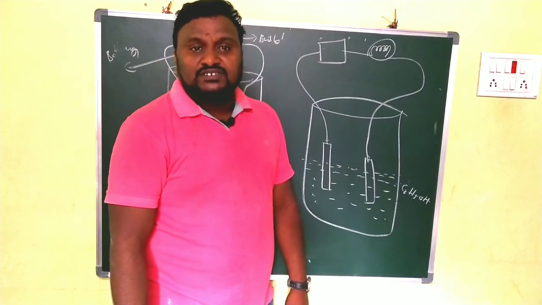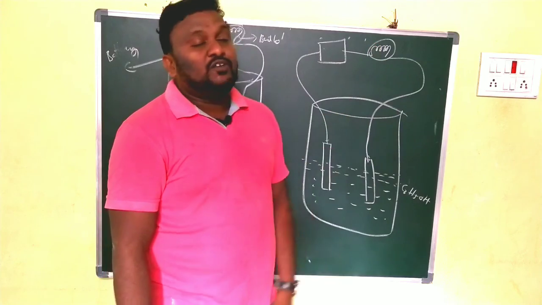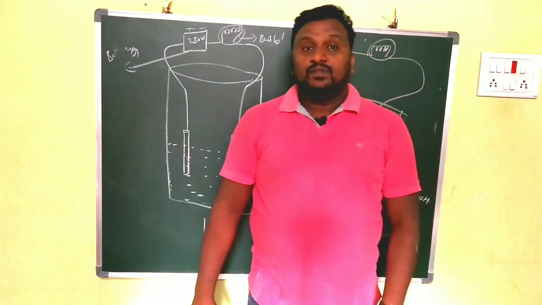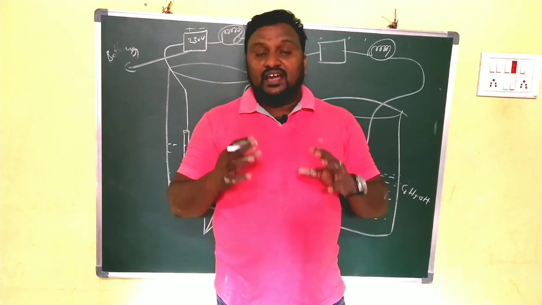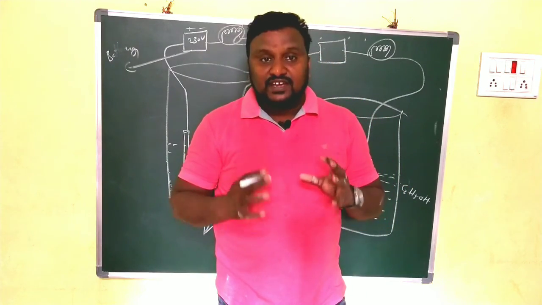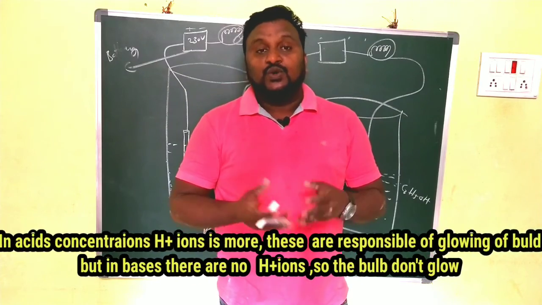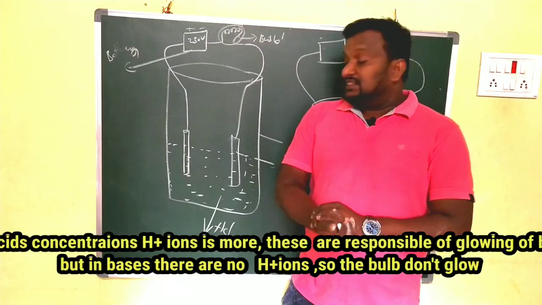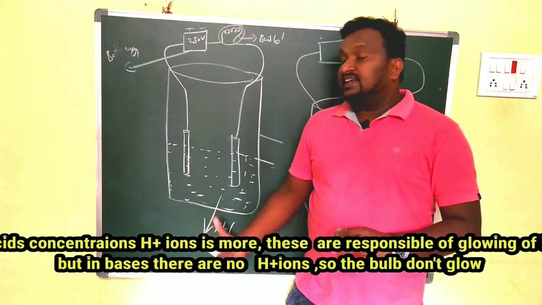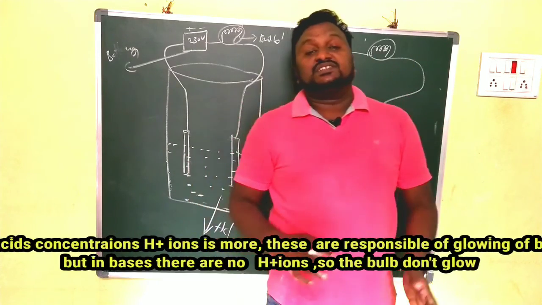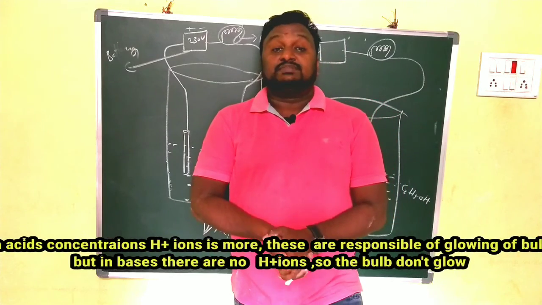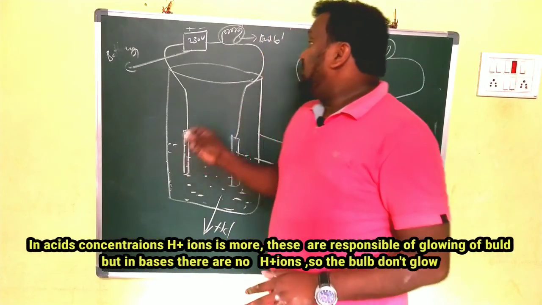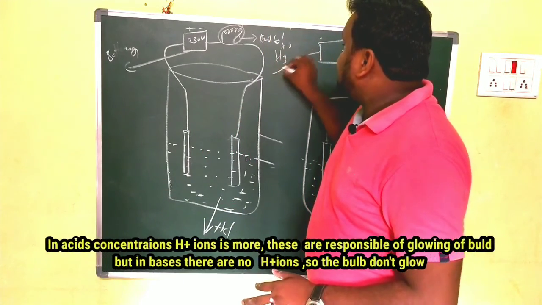It seems to be like an open circuit. That's why there is no glowing of the bulb. And when we take some HCl, I already told you that in acids we have so many H plus ions. When the battery is applied to this entire system, what do we observe? The HCl solution is already there, and from that HCl solution H plus ions are separated, H plus ions and H3O plus ions.